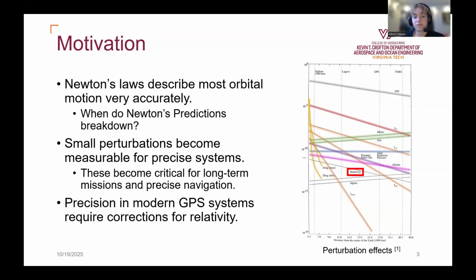And we'll see that relativity is very important for either very precise systems or systems that are going to have a long mission duration. And if we want to do some long-term orbital determination, we'll see how the relativity effect adds up and can really throw these orbits off in the long term.